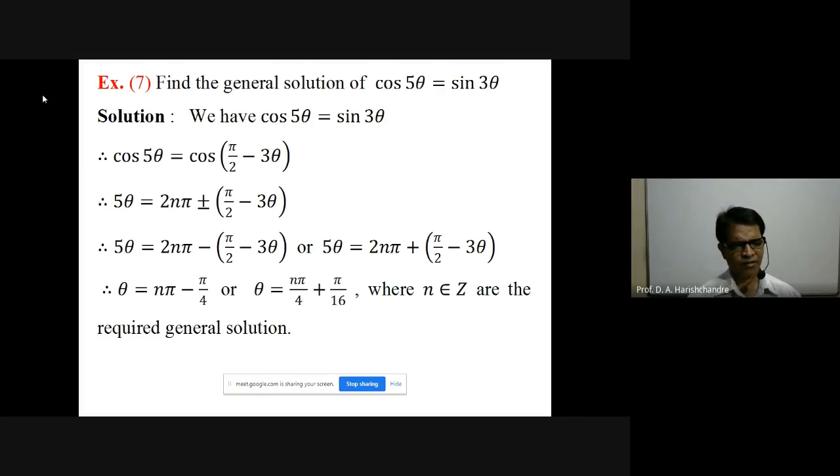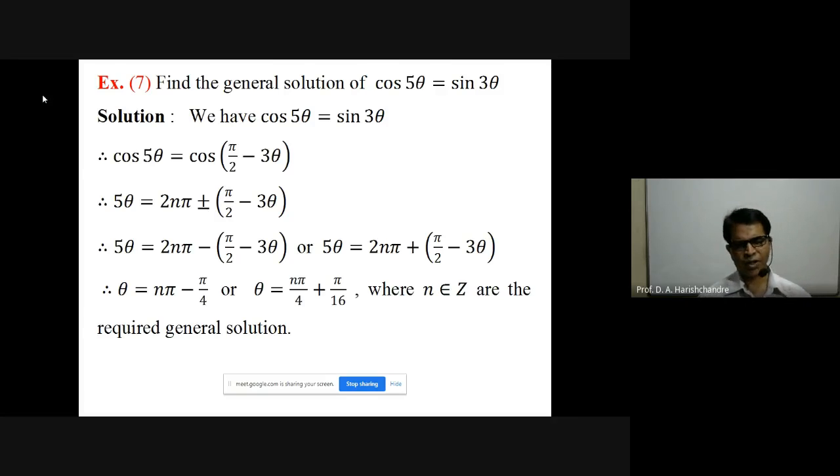Example number 7. Find the general solution of cos of 5 theta is equal to sin 3 theta. Solution of this we want to obtain. Consider the trigonometric equation cos 5 theta is equal to sin 3 theta. Actually here it was possible to use the formula of cos theta is equal to cos alpha, but on the right hand side, in place of cos there is sin. So don't worry about that.